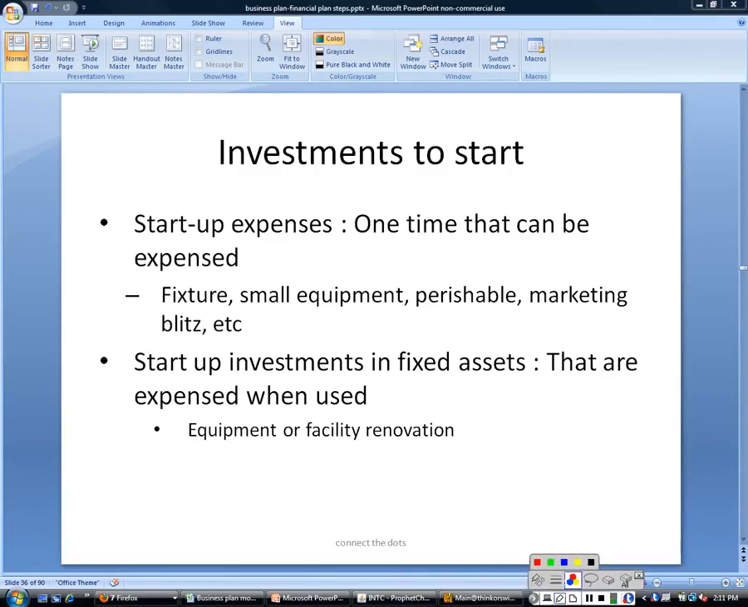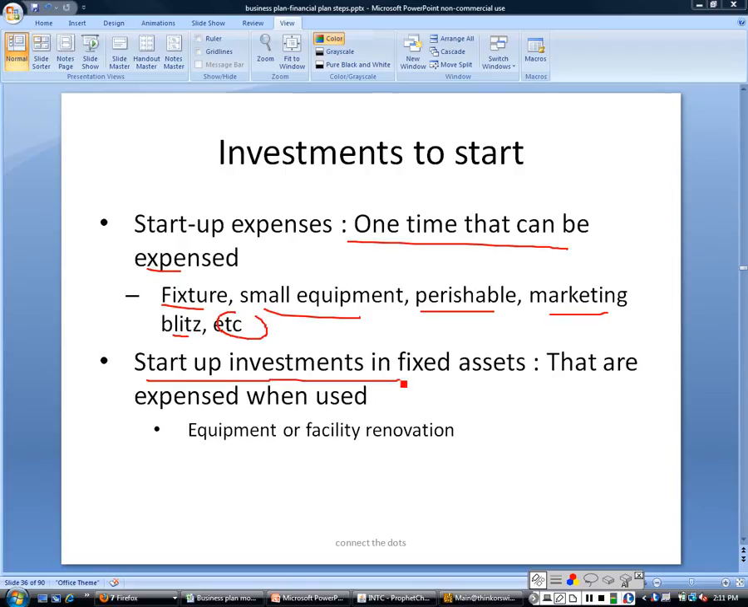And this one could be, for example, let's say it's one time, I'm starting the business, I might need some fixtures, some small equipment, could be I can buy it used, some stuff that is perishable, some marketing, maybe do a marketing blitz and so on. And there could be other startup expenses, which is a fixed asset that are more longer term. Things could be maybe some equipment or maybe facility renovation. So we'll talk about this first, okay? And then we'll also talk about this and also the ongoing stuff.